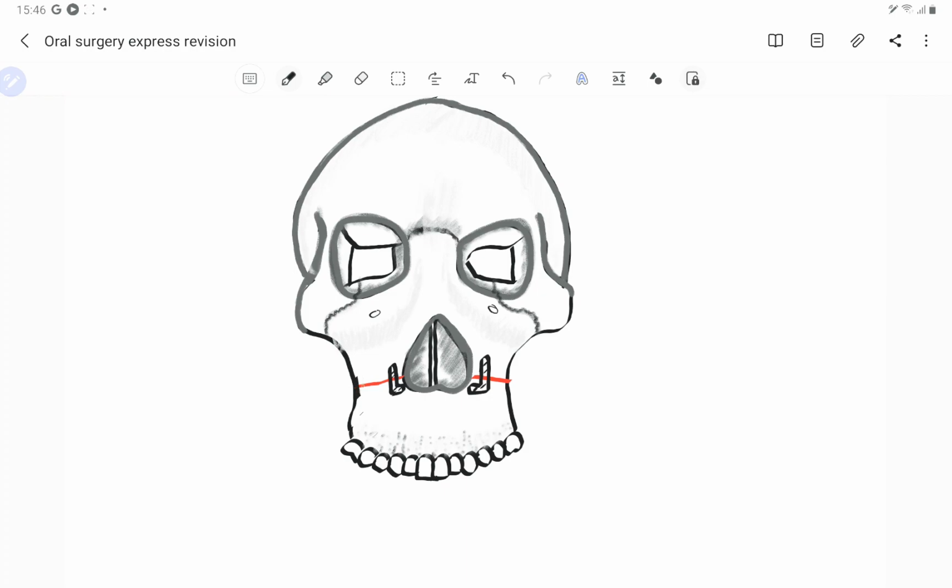So like this we put 4 plates, L shape, right? This is for Lefort 1 fracture. Let's write just 1, class 1.